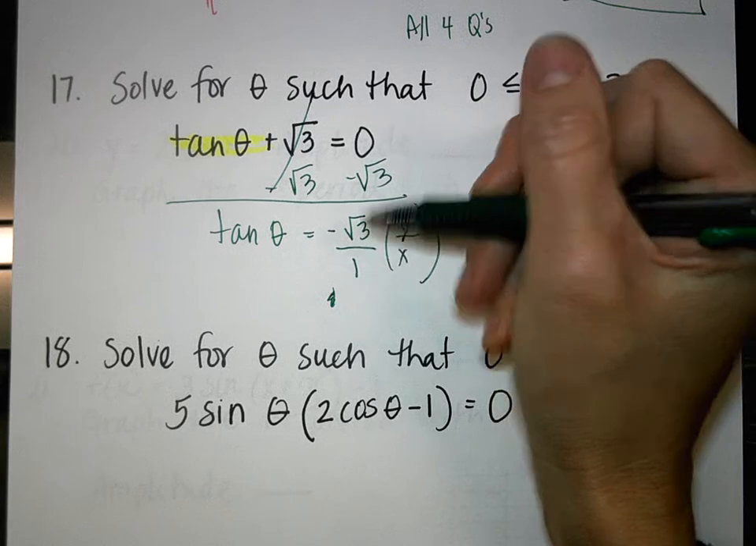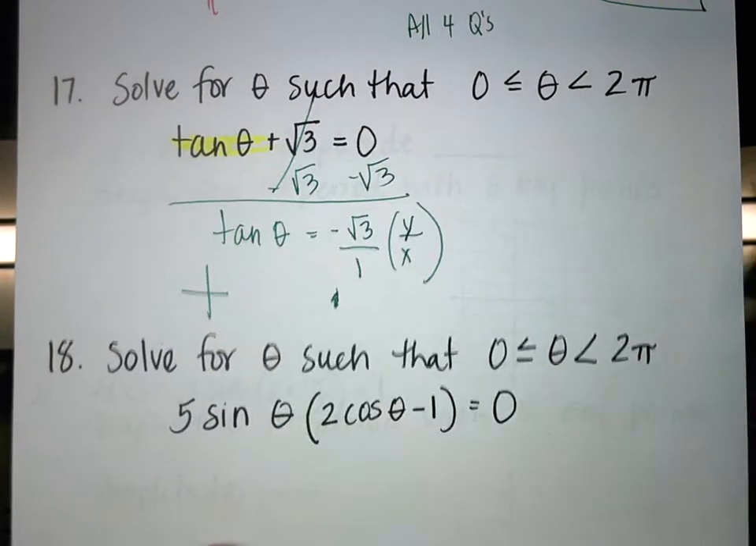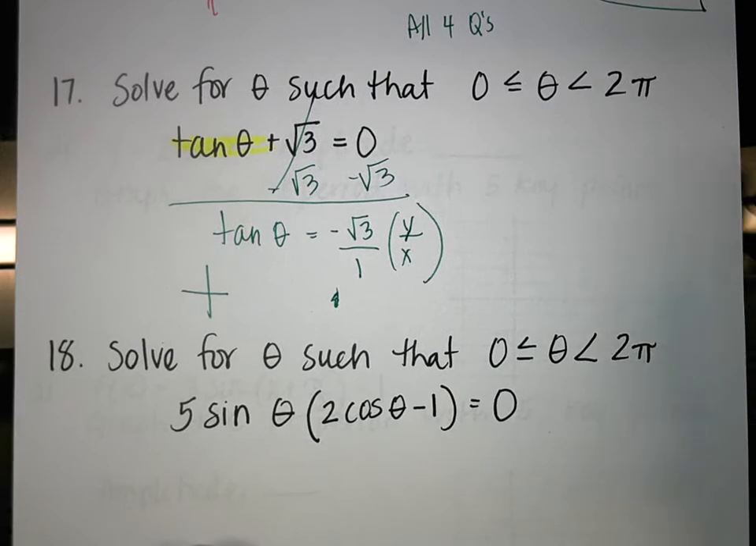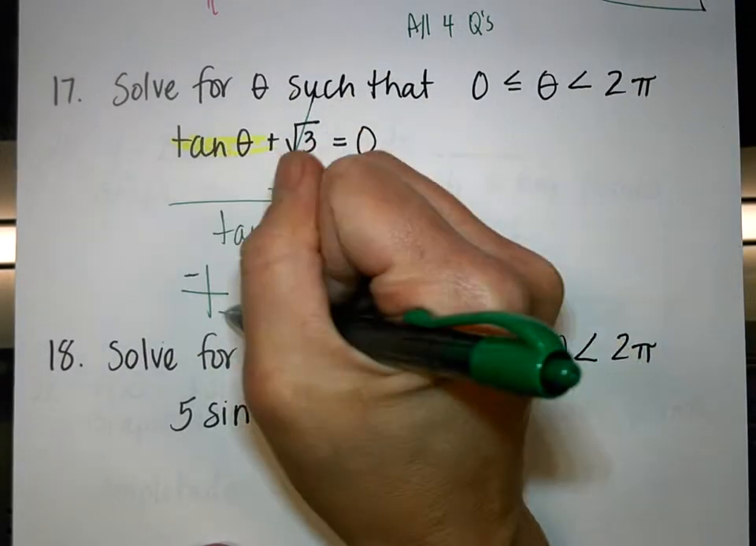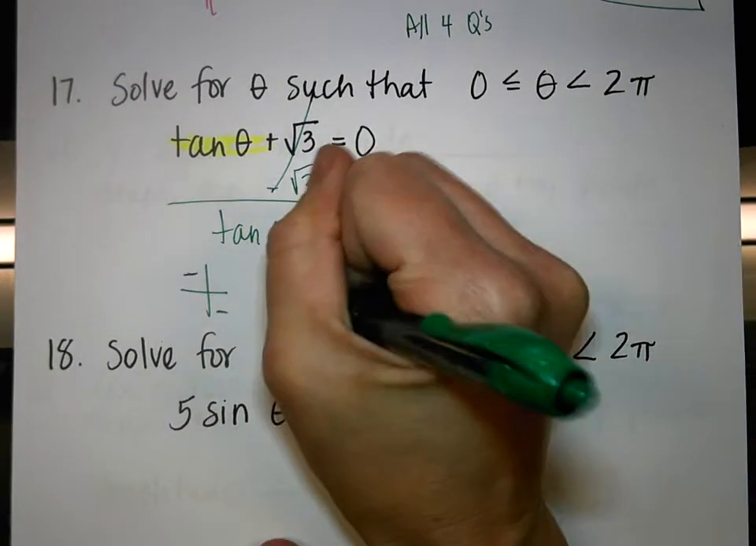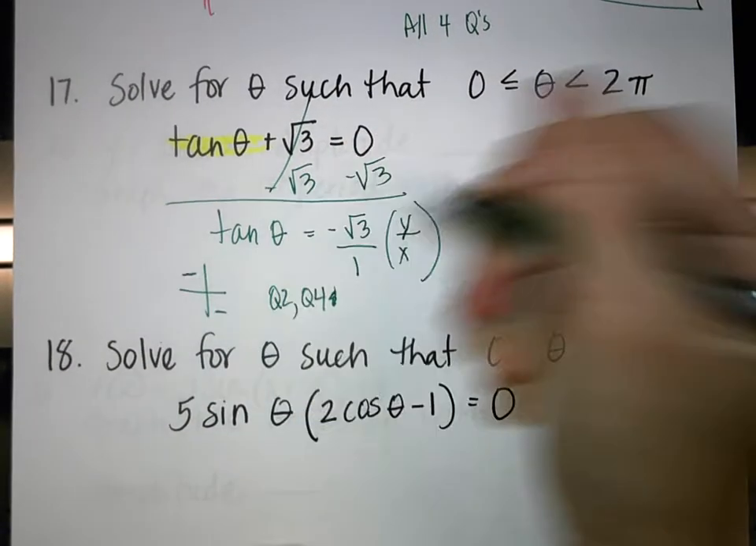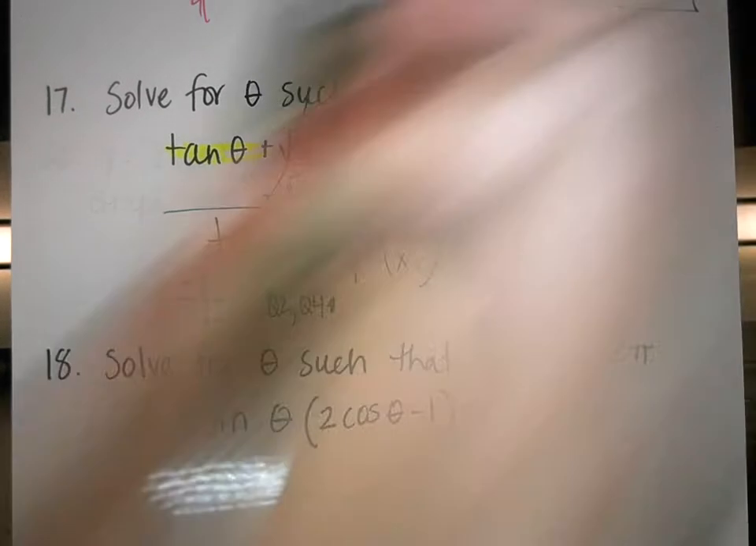Now, where is tangent negative? We kind of already worked through this earlier, but tangent ends up being negative, if you go through the whole process, either in quadrant 2 or quadrant 4. So that is where we're going to be looking for answers, and we're looking for the y value being root 3 and the x being 1, and one of them has to be negative.